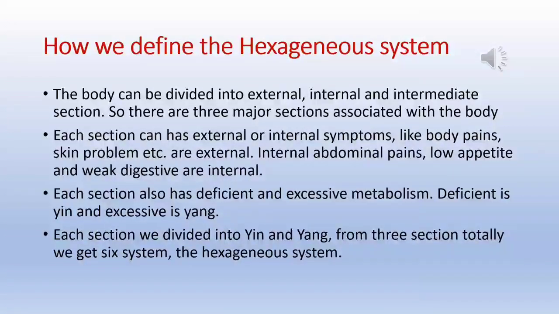So each section has deficient or excessive metabolism. Deficient is yin and excessive is yang. Some people pronounce it as yang. It's up to you, but the original Chinese pronunciation is yang. And from the three sections, external, intermediate and internal, each section we divide into yin and yang. So totally we have six systems. That's why we call it the hexageneous system.